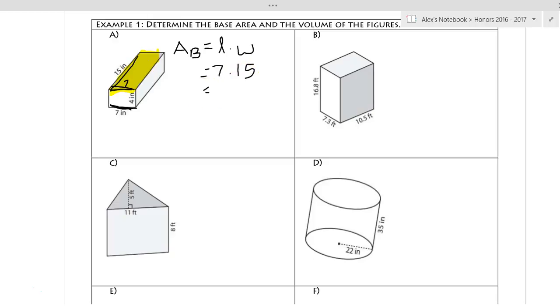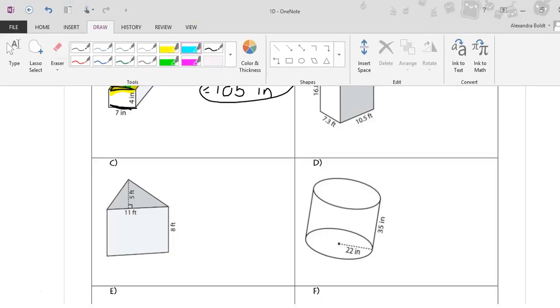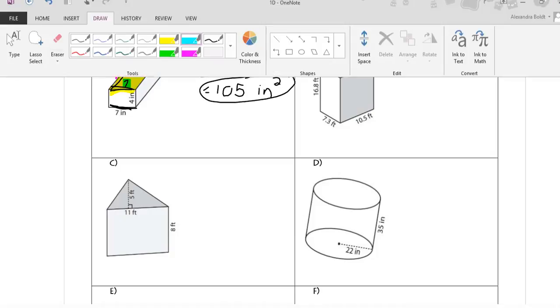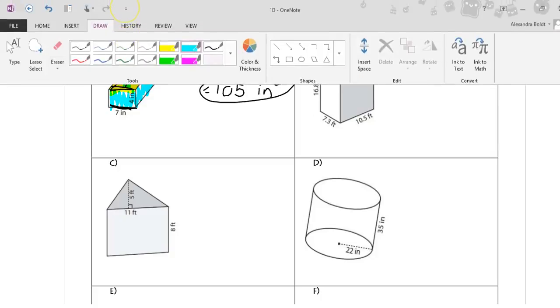So my area of the base is 105 inches squared. And I know it's inches squared because we are only looking at a two-dimensional flat object. As soon as I get into volume, which we're going to do now, volume takes that base and fills in the rest of the shape by placing it on top of each other a whole bunch of times. It's just like that rectangle has been stacked up.